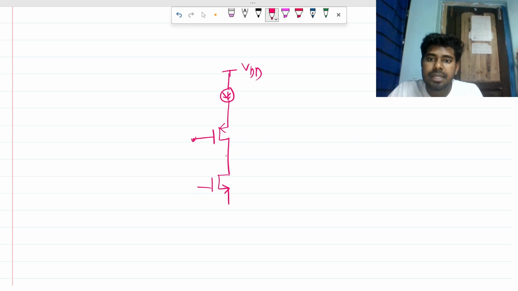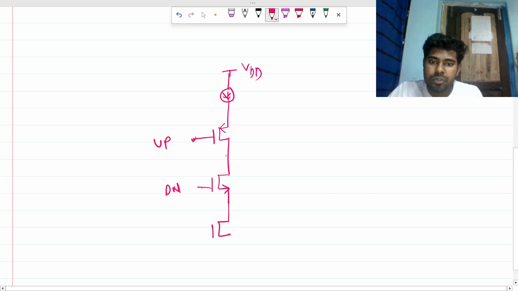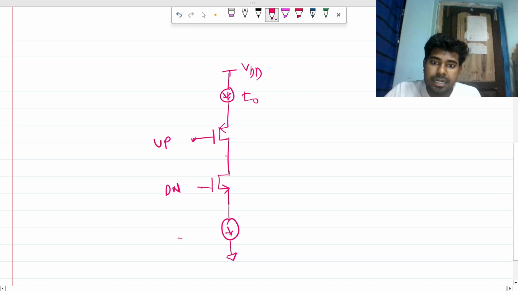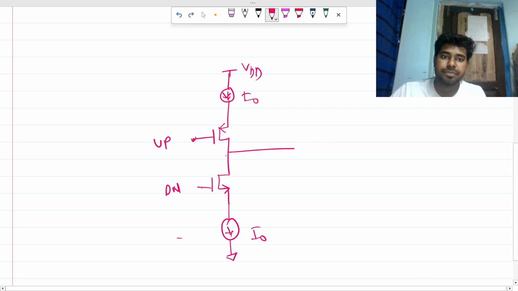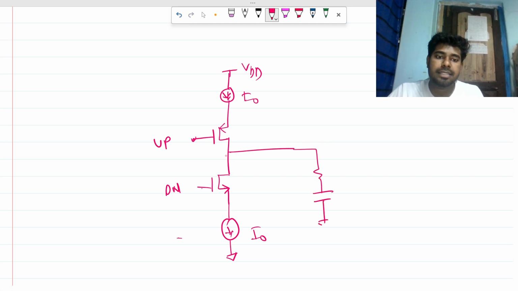So the up signal is applied here, and the down signal is applied here, and there is another MOSFET, another current source, and the current source will be the same as this I naught. Then we have an RC branch like this, and we have to comment on what the V out is. So this becomes our simplified circuit.